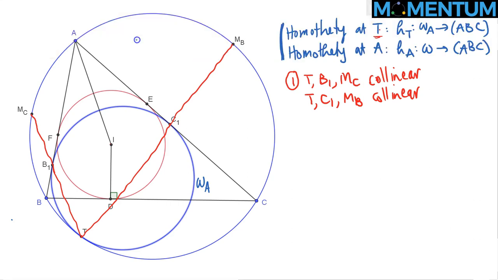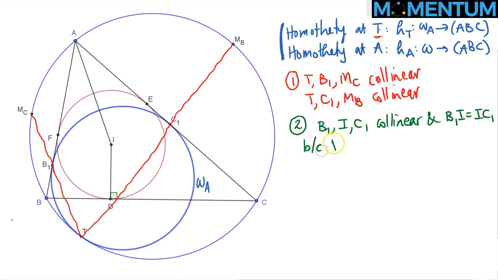Now, the second result is that I is the midpoint of B1C1. So second result, B1, I, C1 are collinear, and, well, more than that, B1I equals IC1. You can see this simply because of Pascal's theorem.